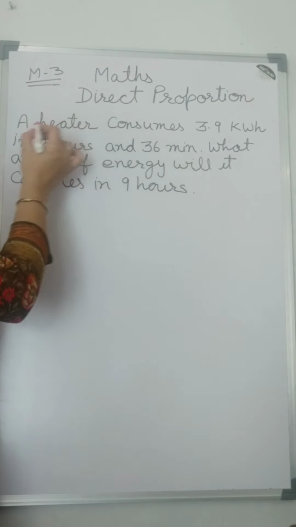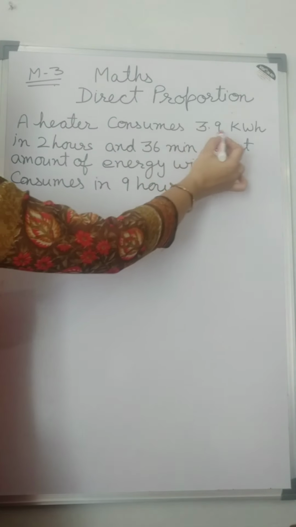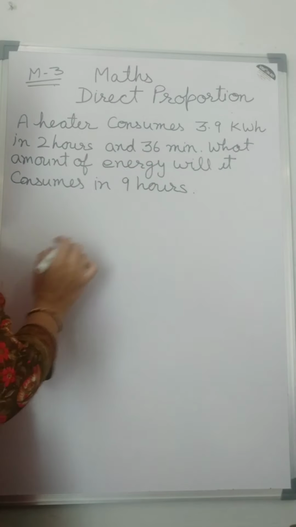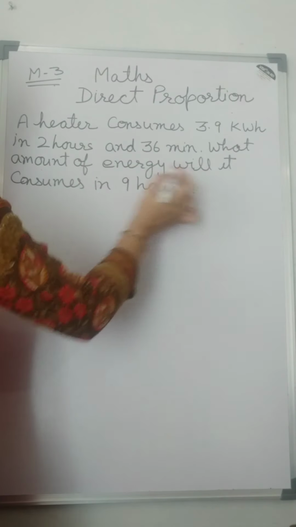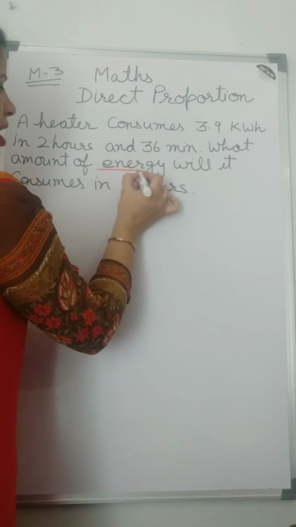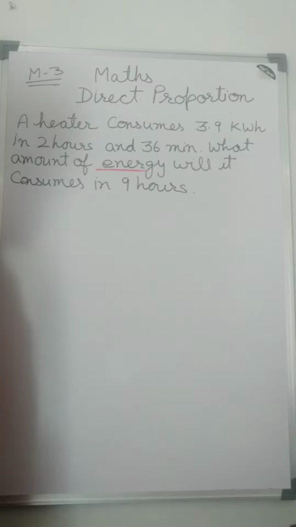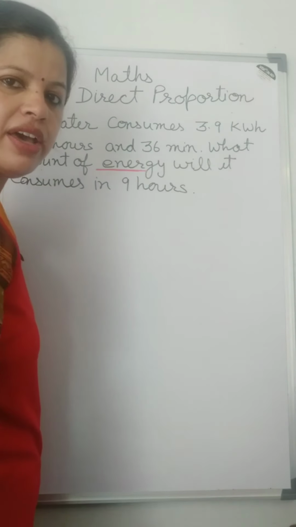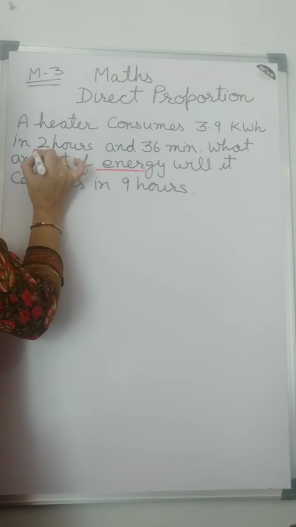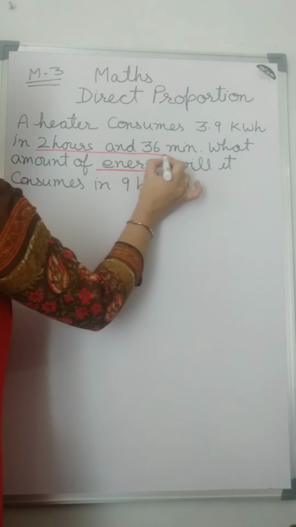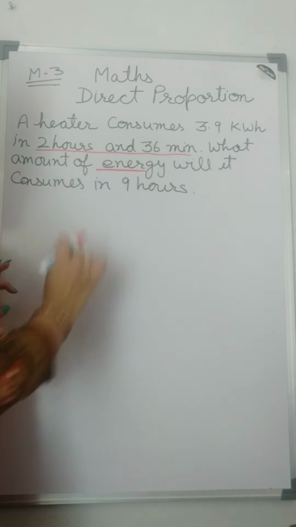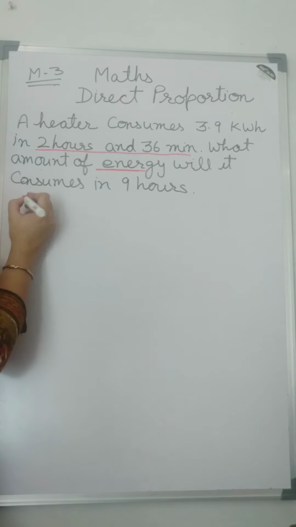So just see the next question. A heater consumes 3.9 kilowatt hour in 2 hours and 36 minutes. What amount of energy will it consume in 9 hours? So here we have to find the amount of energy, so we write down energy on our right hand side. First, 2 hours and 36 minutes is given, so first we convert this into hours.